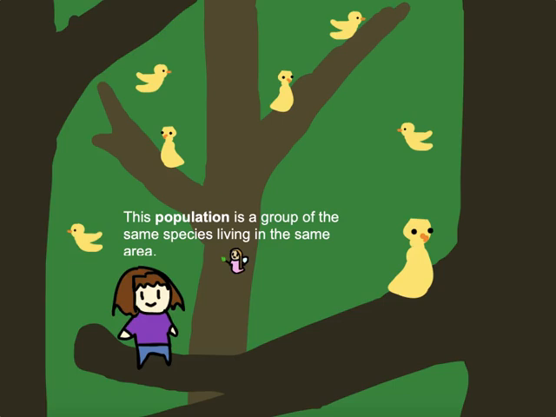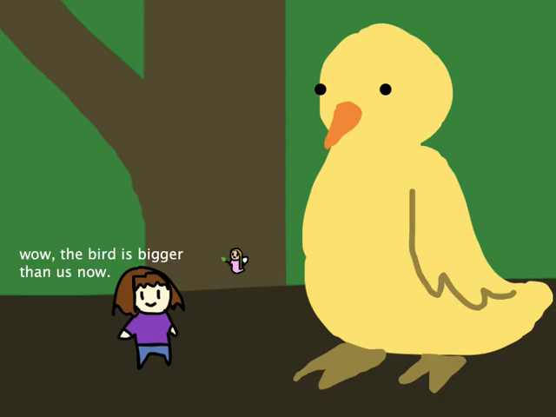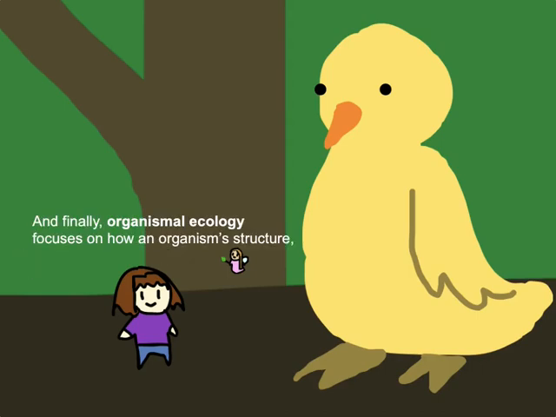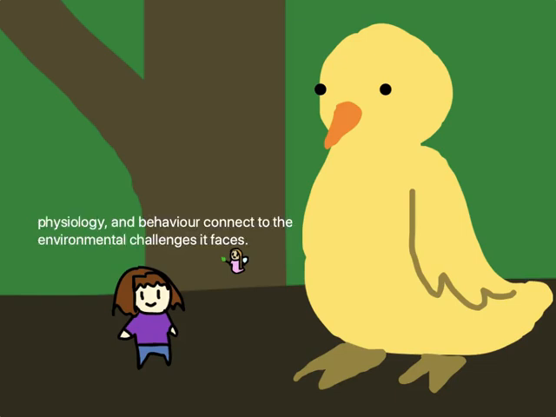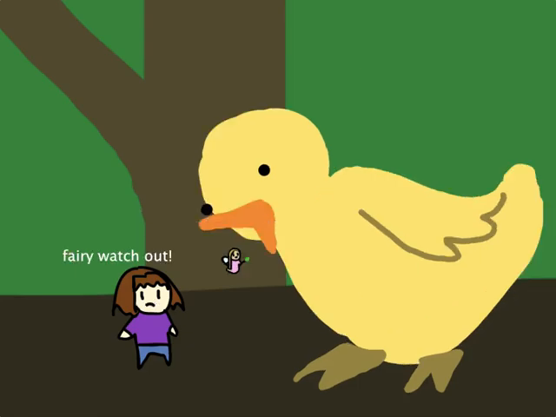This population is a group of the same species living in the same area. Population ecology is the study of factors that affect population size, and how and why it changes over time. Wow, the bird is bigger than us now. And finally, organismal ecology focuses on how an organism's structure, physiology, and behavior connect to the environmental challenges it faces. Fairy, watch out.